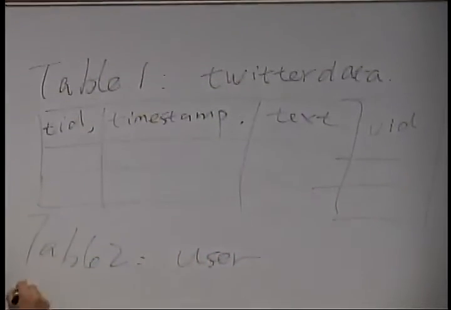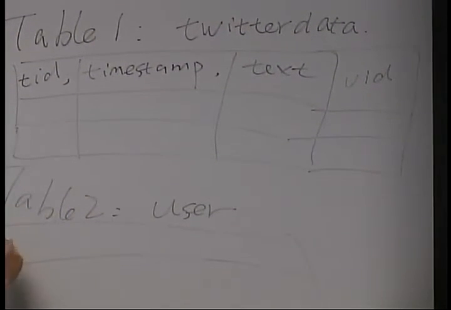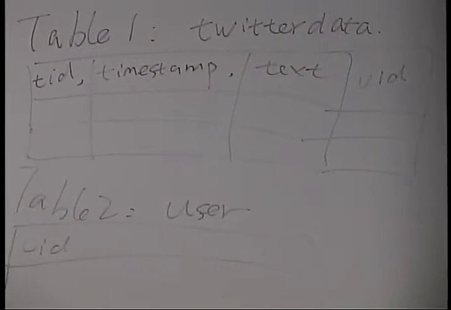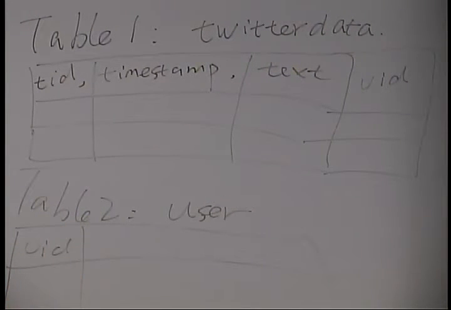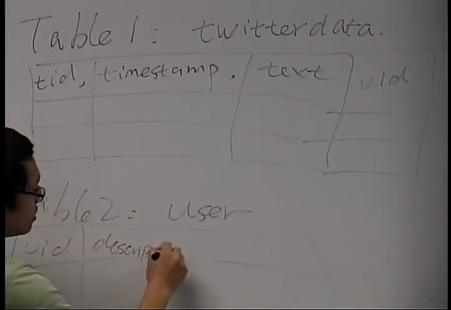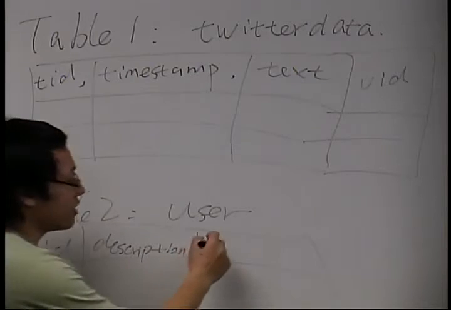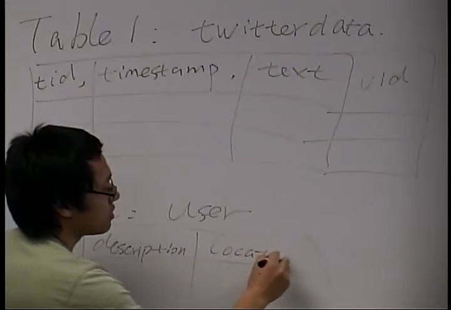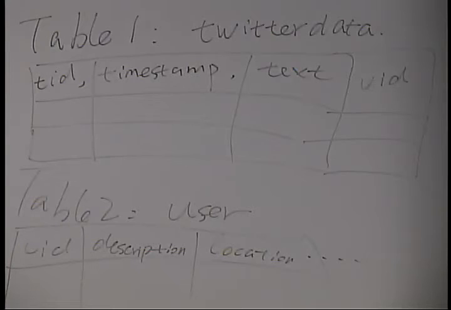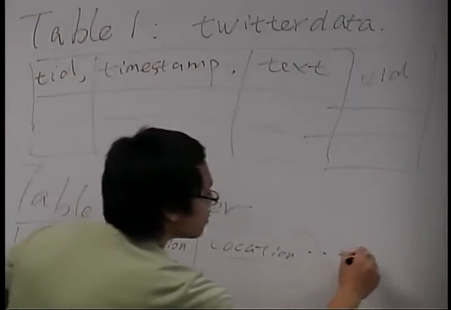Let's say user. Every user will have a unique ID, which will be the UID. And then you can have some description about yourself, and you may opt to say what your location is. Blah, blah, blah. Now let's say Lady Gaga's user UID is 1.